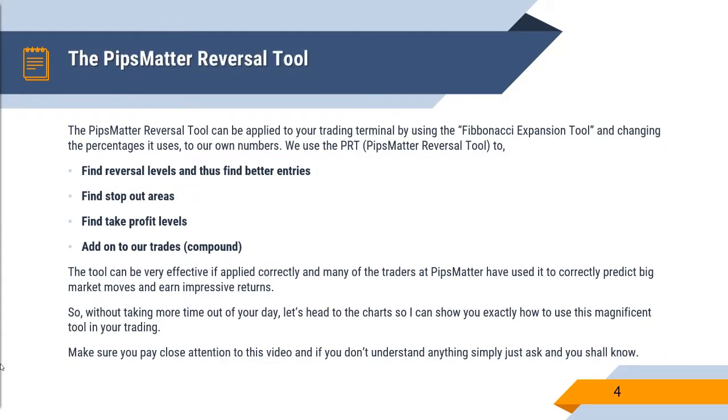Now, the PipsMatter reversal tool can be applied to your trading terminal by using the Fibonacci expansion tool and changing the percentages it uses to our own numbers, which are 30, 45, 60, and then 120, 150. I'll explain all this. We use the PRT, the PipsMatter reversal tool, to find reversal levels and thus find better entries, find stop out areas, find take profits, and add on to our trades, basically compound.